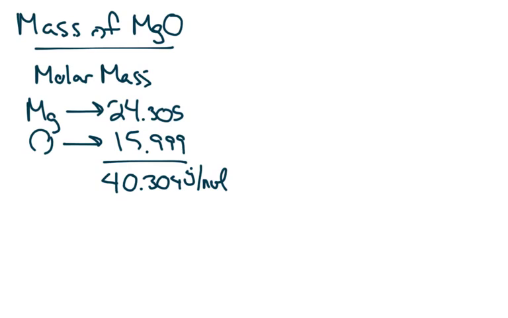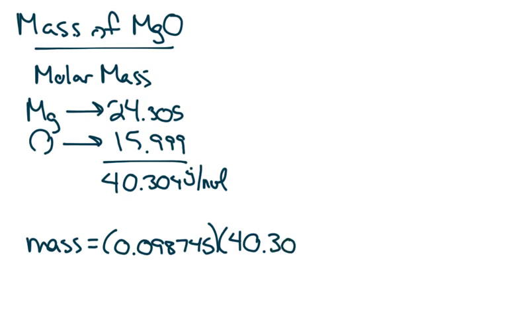And now that we know the molar mass, the mass of this substance is just our moles, 0.098745, multiplied by molar mass, 40.304. Rounding this to sig figs, we have 3 in the question, so we'll have 3 in the answer. 3.98, this is grams of magnesium oxide.